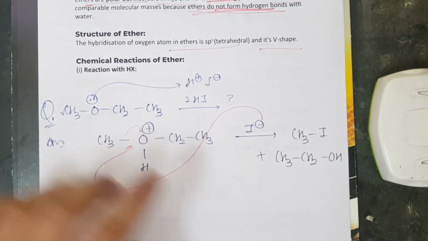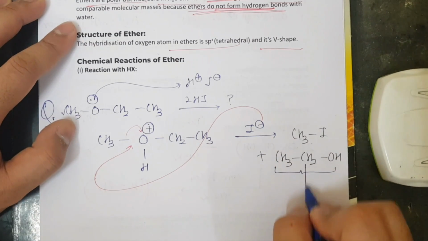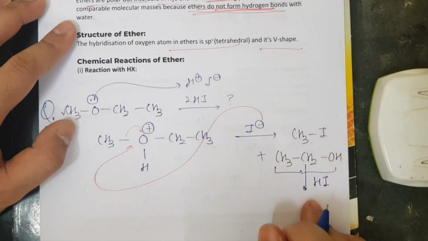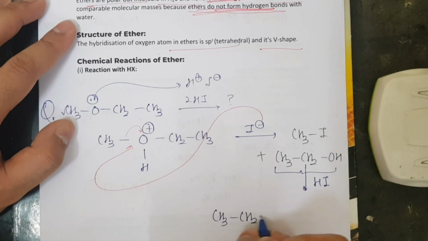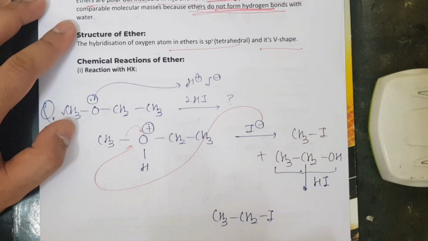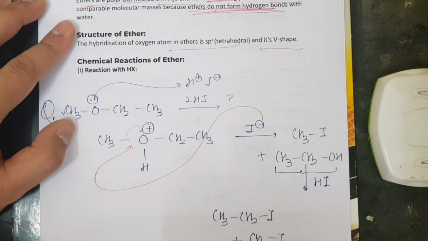2 moles of HI. So you can guess the same will happen with this one also. HI will react with 1 more mole in a similar manner, giving me the formation of CH3CH2I from here, and CH3I is already present. Okay, so this will be formed here.